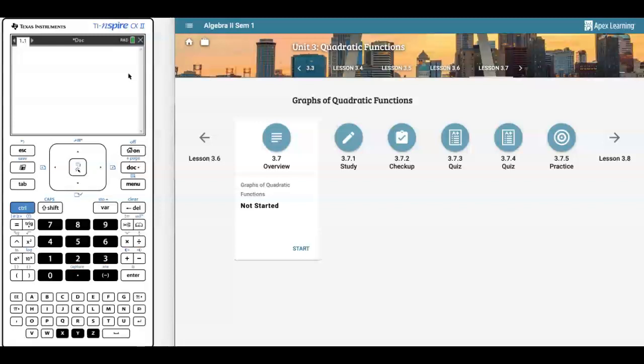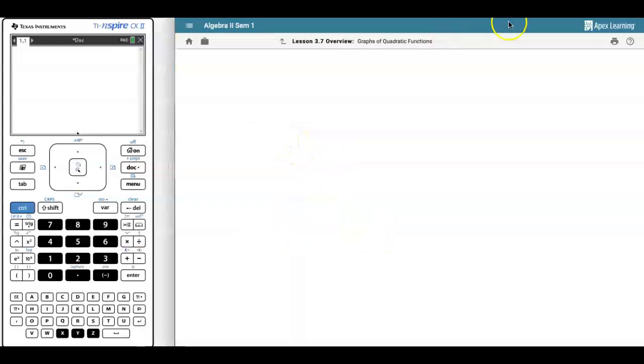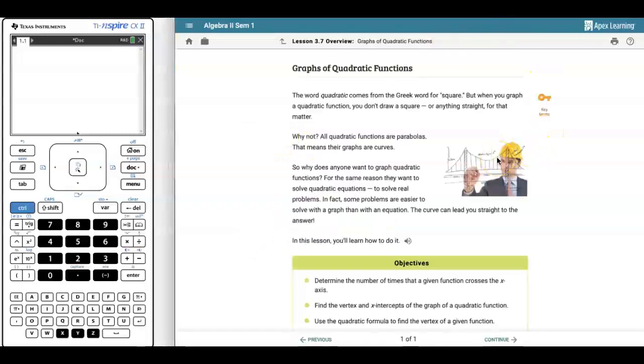This is the video lecture recording for Unit 3.7, talking about graphs of the quadratic function. Again, we're going to have my calculator here on the left so that we can show you some math as we go along through this. All right, so looking at the overview for 3.7.